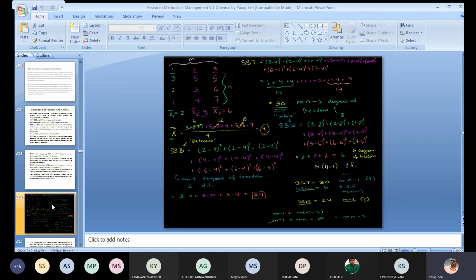So this is the intuition of how ANOVA is actually carried out. ANOVA basically compares the sum of square between and the sum of square within. It compares these variances, and thereby compares their means.